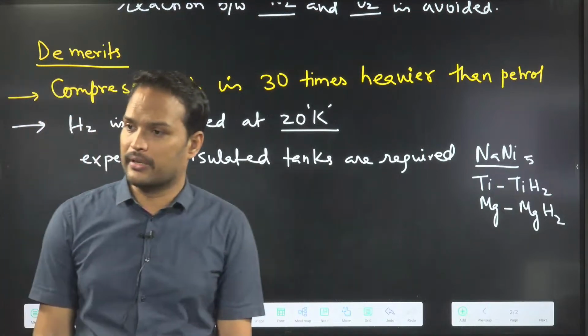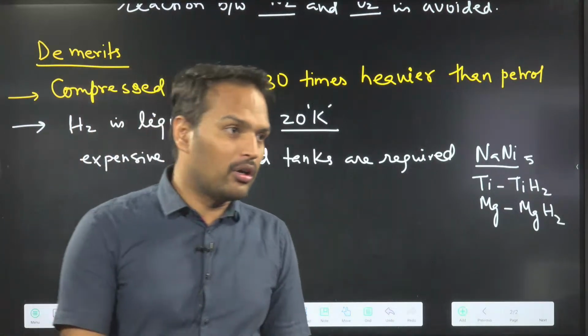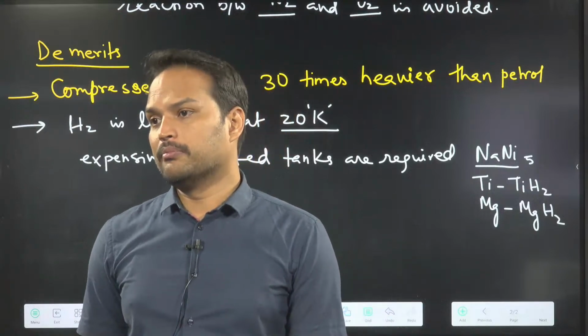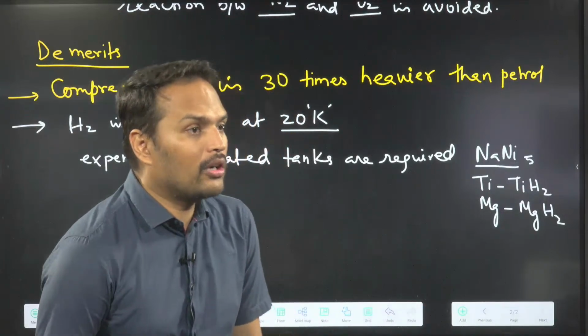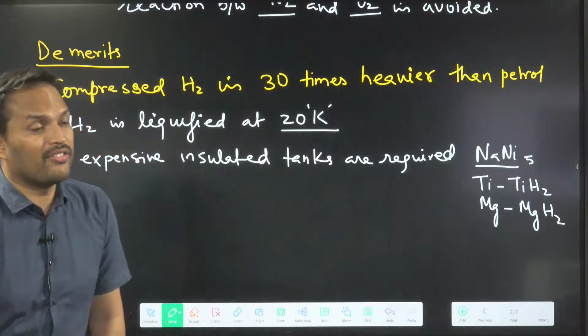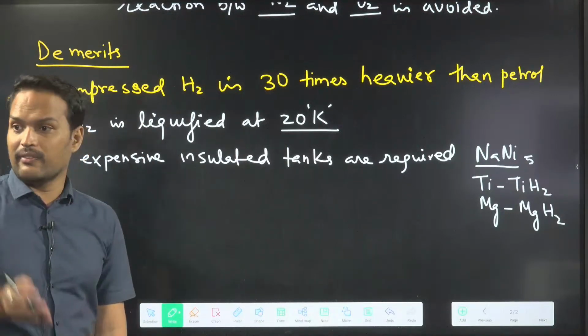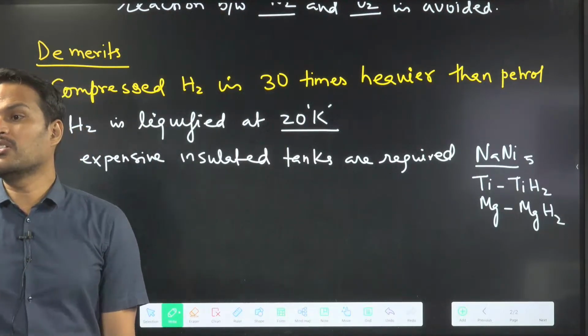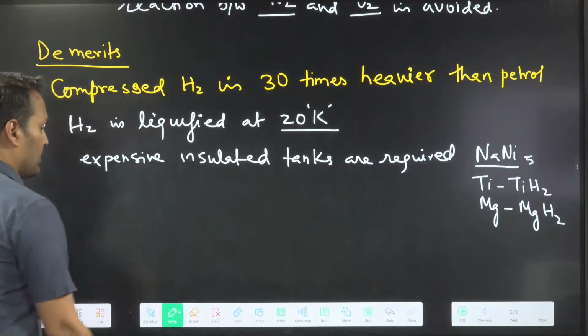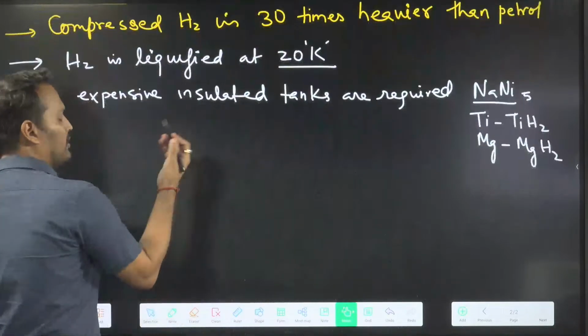So two problems are there. ठीक है ना. I cannot transport in compressed form because it is 30 times heavier. I cannot transport in liquefied form because liquefaction is not easy, and the container which I require is very costly. ठीक है ना. So finally done. So these are the problems.